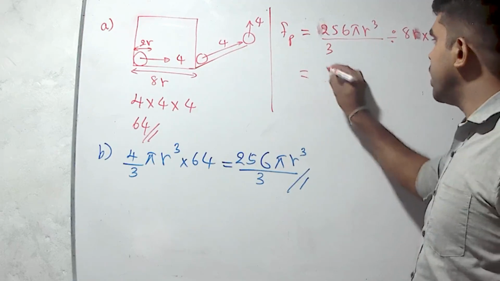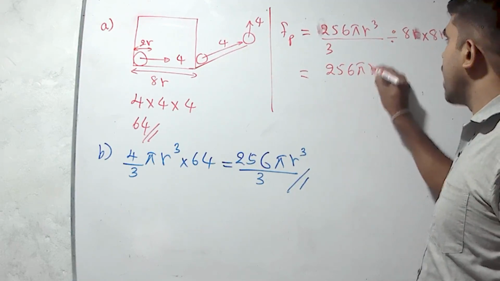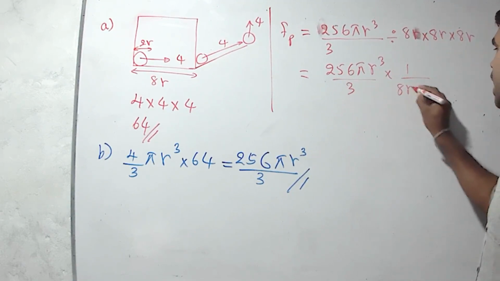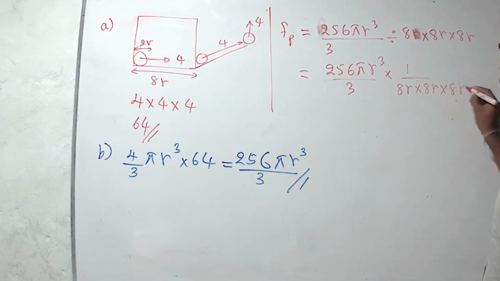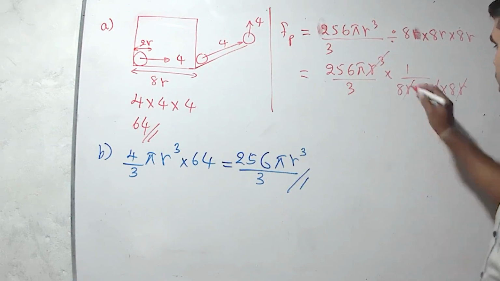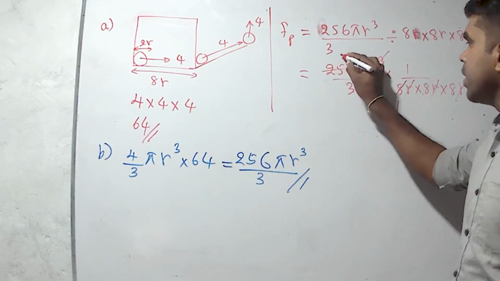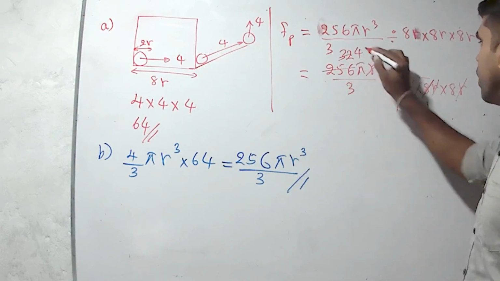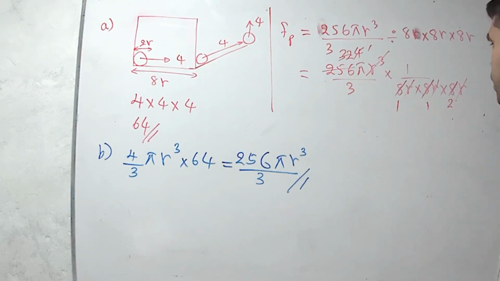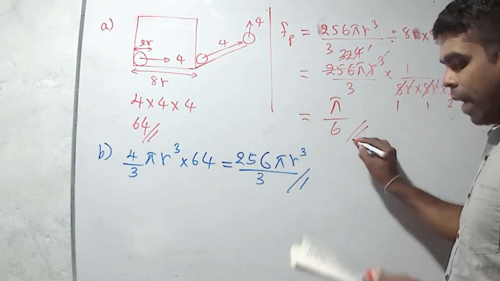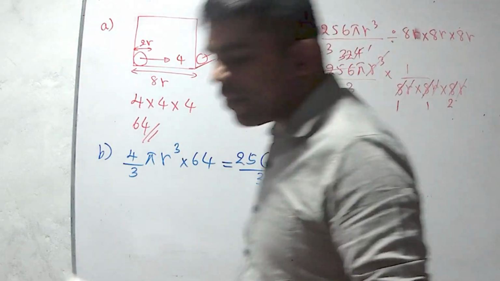Now I will simplify it. 256 pi r cube divided by 3 multiplied by the reciprocal, 8r into 8r into 8r. We can cancel out r cube and we can cancel out by 8. 8 divided by 8, 1, 32. 8 divided by 8, 1, 4. 4 divided by 4, 1, 2. Then pi divided by 3 into 2, 6. Pi divided by 6 is the packing fraction.